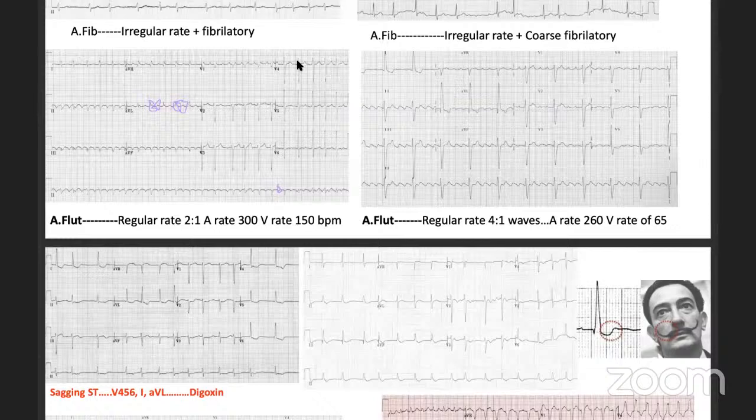Here it looks like 3:1, but they mentioned 4:1. Next one. 4:1, I can get it. Look, there is 1, 2, 3, and 4. This small one, like this one is 1, 2, 3, and 4. These are the 4. But here I think this is a P wave and this one is a P wave. I don't understand. Just after the QRS, a P wave is there.